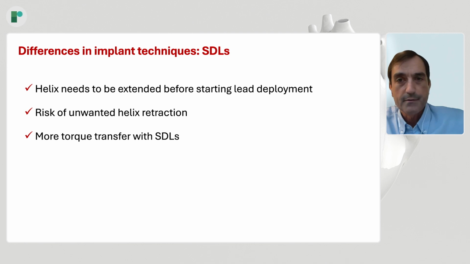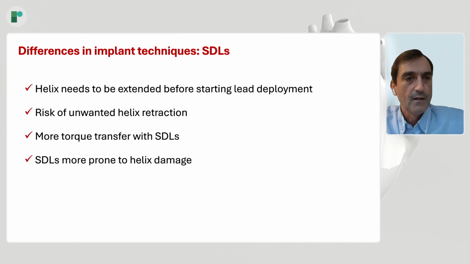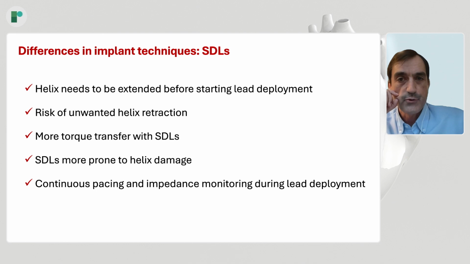We know from experimental studies that with the stylet-driven leads we have more torque transfer. But at the same time, we know that the stylet-driven leads are more prone to helix damage. And an interesting feature of stylet-driven leads is that it is quite easy to use continuous pacing and impedance monitoring during lead deployment, which is also possible with the lumenless leads as Dr. Jastrzębski showed us before, but you need a dedicated revolving tool for doing this with lumenless leads, while it is quite easy to do with the stylet-driven leads.